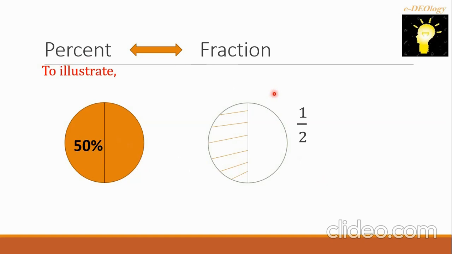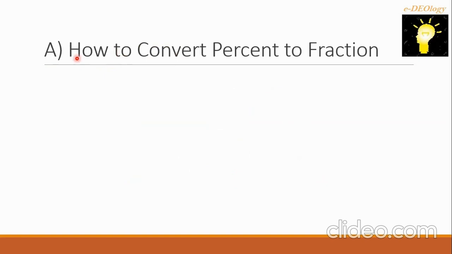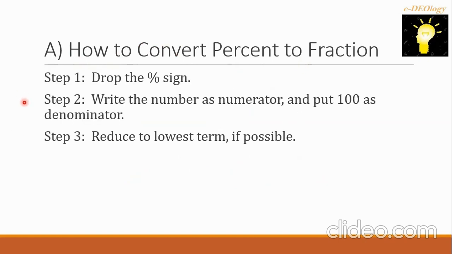And now we're going to go to the next topic. So this is topic A, how to convert percent to fraction. We're going to follow 3 steps. Step 1 is drop the percent sign. Step 2, write the number as numerator and put 100 as denominator. Step 3, reduce to lowest term if possible.